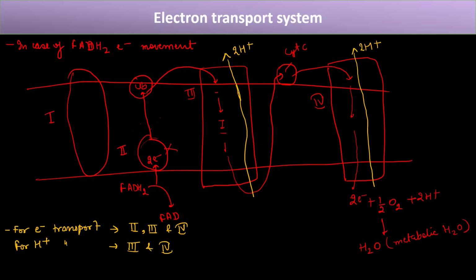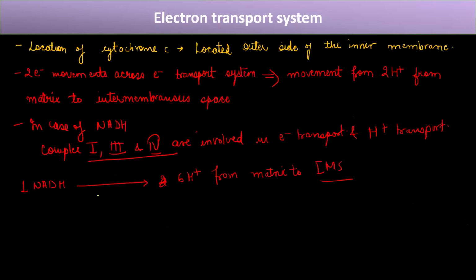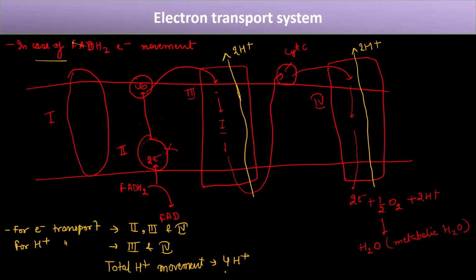Now we can see that in case of FADH2, the total hydrogen ion movement is 4 hydrogen ions. So just remember, in case of NADH it's 6 and in case of FADH2 it is 4. Next we'll talk about how this hydrogen ion and electron movement ultimately leads to the formation of ATP.